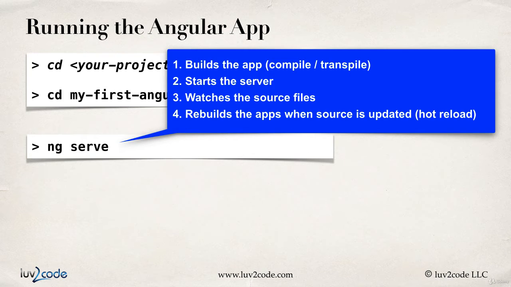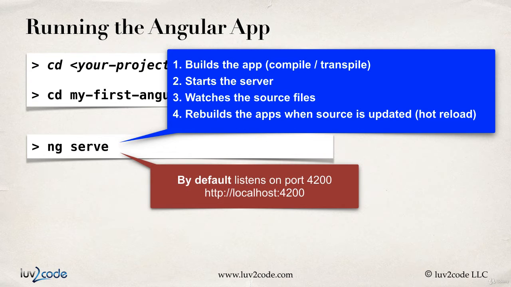The first thing it does is build the application, so the compiling/transpiling, then it starts the server, and then it'll also watch the source files. So it'll actually rebuild the application when any of the source files are updated. So there's no need to start it again. It'll automatically reload, or it'll perform a hot reload of your application. And we'll actually see this in action when we go through some of the upcoming videos.